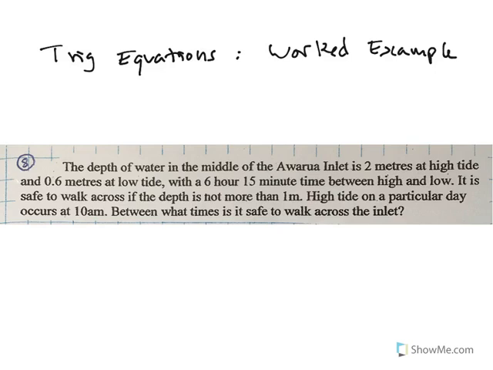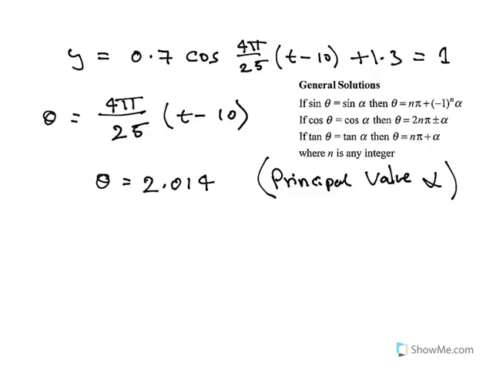Hello and welcome to part 2 of this worked example, looking at this tidal pattern in the Awarua Inlet. We got as far in the first part of the video as working out that one of the possible equations of the tidal pattern was that. And we got as far as saying, let theta equal 2.014, and that's a principal value of alpha. What's this all about?